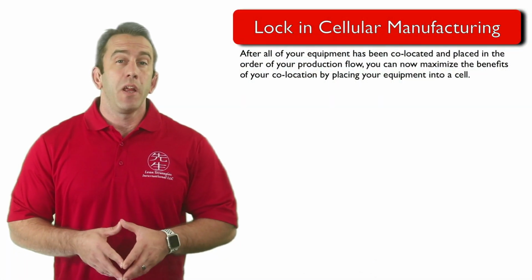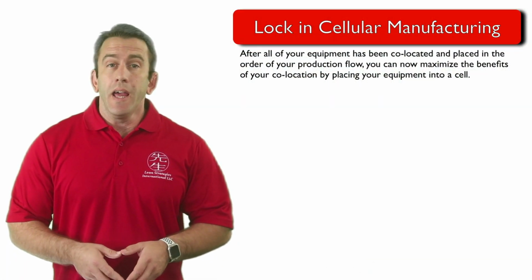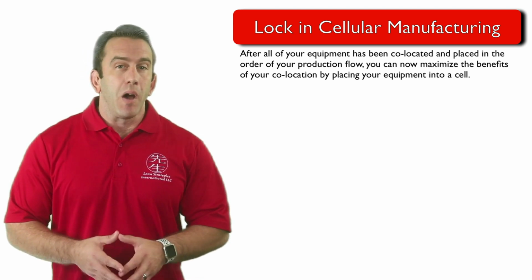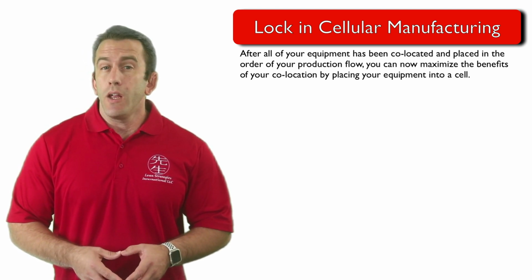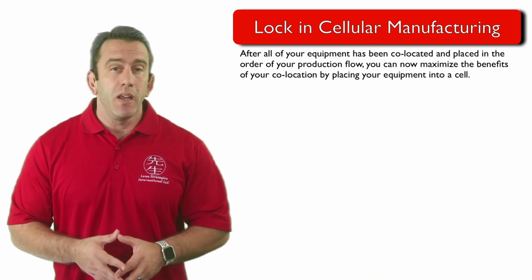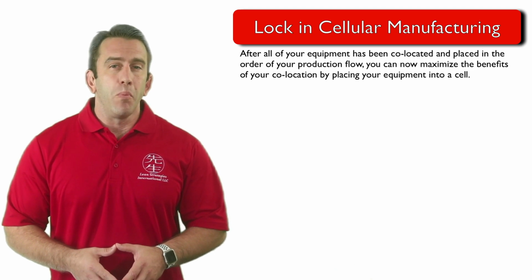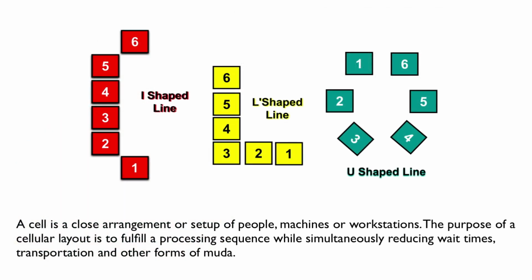After all your equipment has been co-located and placed in the order of your production flow, you can now maximize the benefits of your co-location by placing your equipment into a cell. Cellular layouts are the optimal flow-based layout. A cell is a close arrangement or setup of people, machines, or workstations.